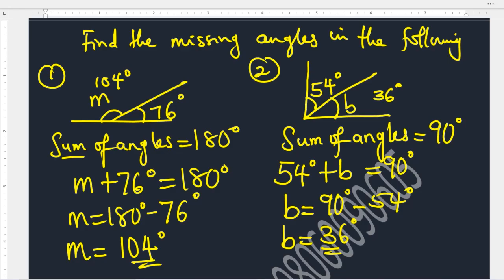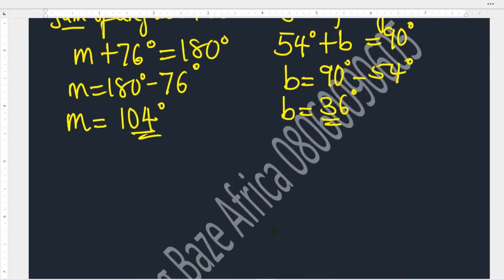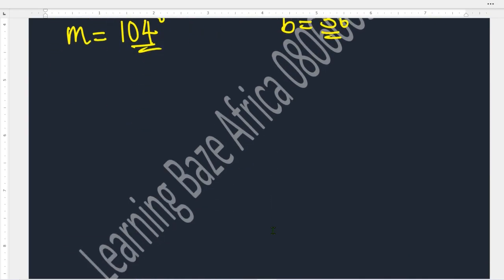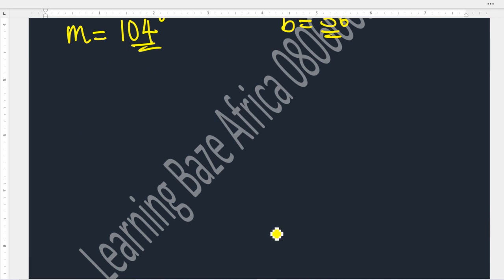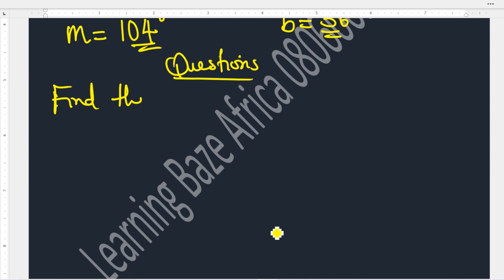All right, so it is question time, stars time. If you get this question correct, you're going to have 3 stars for yourself. So question 1, you're going to find the missing angles.